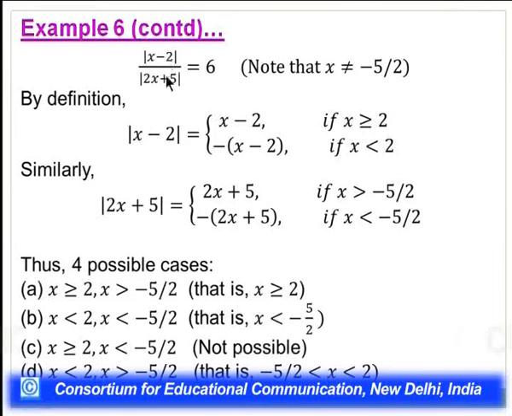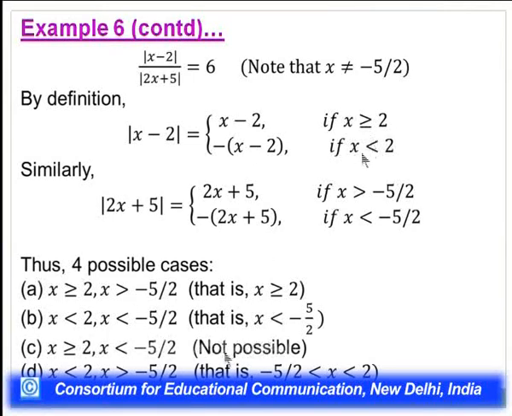Now, we have two absolute value expressions. One is mod of x minus 2 and the other is mod of 2x plus 5. And the absolute value of x minus 2 is x minus 2 if x is greater than or equal to 2, it is 2 minus x if x is less than 2. The absolute value of 2x plus 5 is 2x plus 5 if x is greater than minus 5 by 2, and now you note here I have ruled out x equal to minus 5 by 2 in this inequality, and the mod of 2x plus 5 is minus of 2x plus 5 if x is less than minus 5 by 2. This then gives rise to four possible cases.